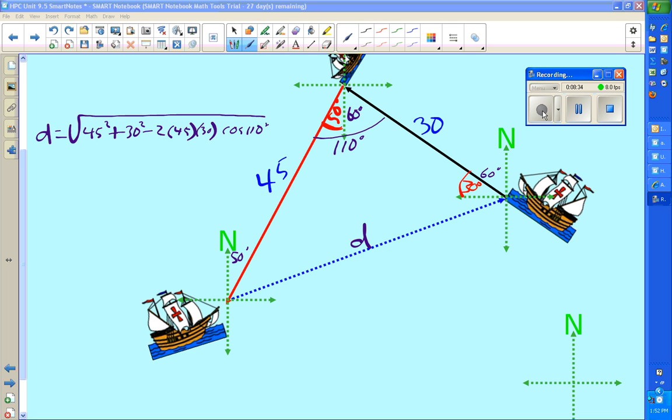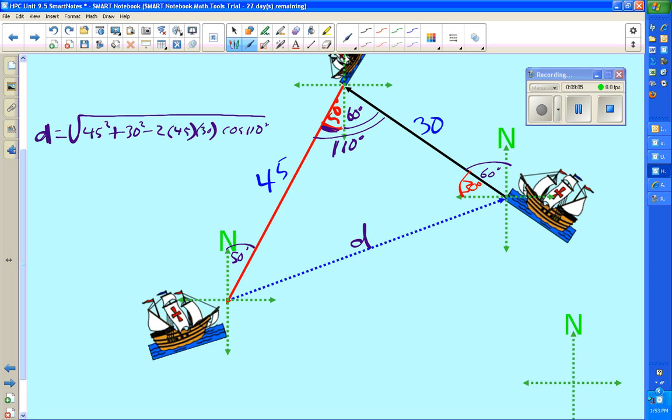So we found alternate interior angles with this 60 and this 60. We found another set of alternate interior angles with this 50 and this 50. We don't need that one yet. But with this 50 and this 60, you get 110 degrees right here. That's going to allow us to use the law of cosines to find D, which we have right here.